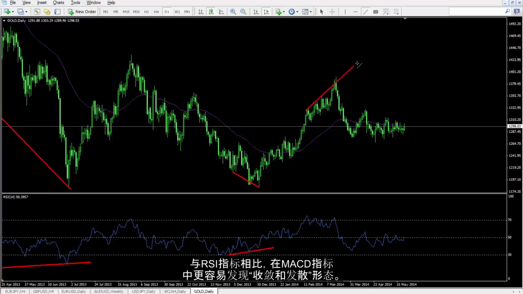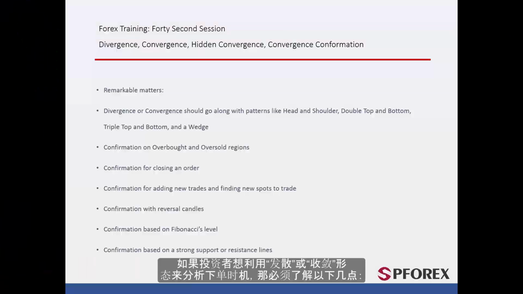MACD is more convenient to detect convergence and divergence rather than RSI. Trader must consider some remarks if he or she intends to place an order by using divergence or convergence. Firstly, some reversal patterns such as head and shoulder, double top and bottom, triple bottom or wedge can confirm the convergence or divergence to place a successful order. Overbought and oversold can confirm the preferred order derived from convergence or divergence.